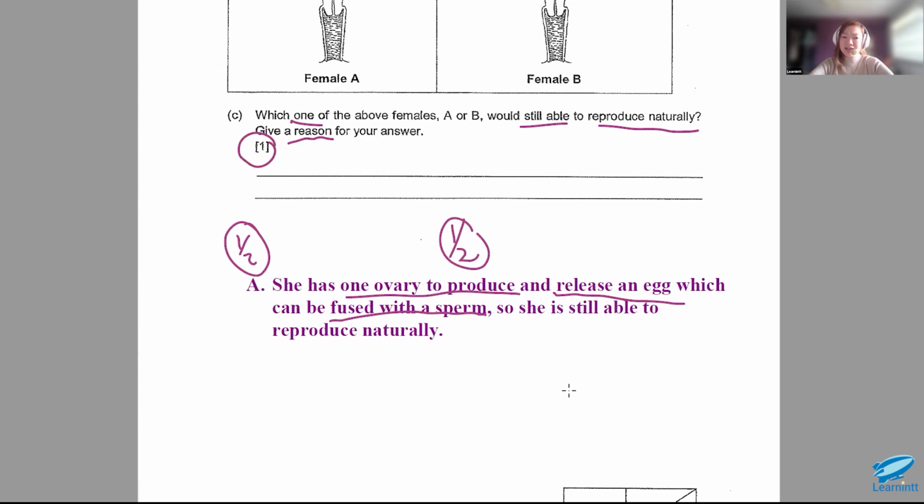Now you may find that it seems to be quite a long answer, but the part about fusing with a sperm is like a backup answer. As in, when you write it in this way, this is a very complete statement. The teacher has no reason to deduct any mark from you. So that's what we want in the exam, to get the complete 1 mark.